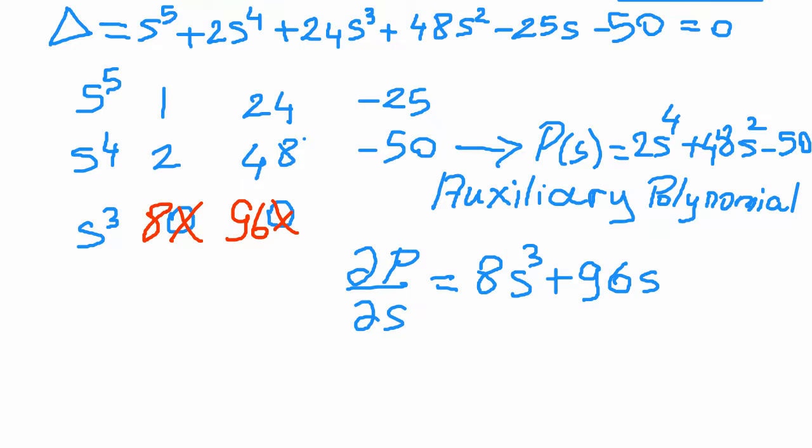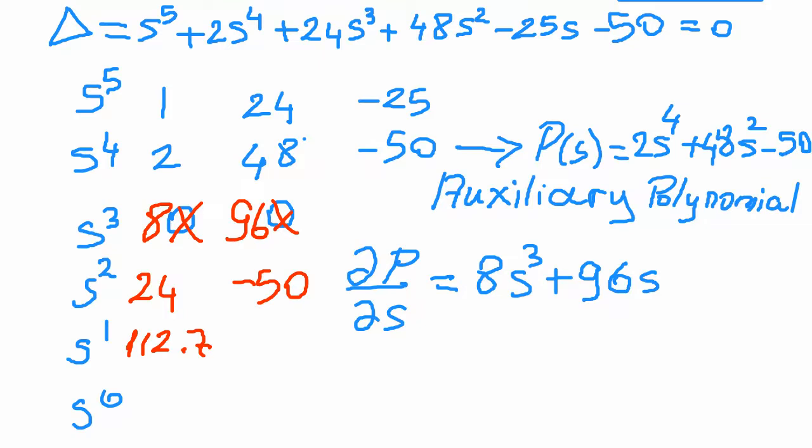If you continue in that manner, you can continue with s squared, then s to power 1 and s to power 0. That is equal to 24, this one. I continue with red so that you understand it is after the change. 24, minus 50. Zero, minus 50.